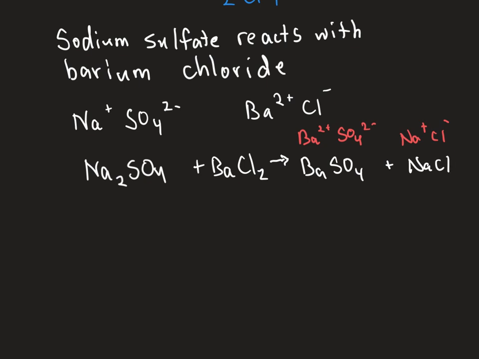Now we need to balance this. The reason I'm giving you this particular problem is because it contains a polyatomic ion, sulfate. Instead of breaking it up into sulfur and oxygen, because it appears on both sides of the equation, you need to leave it together.